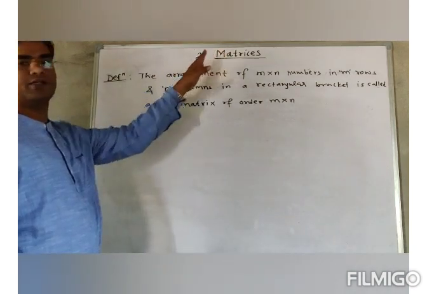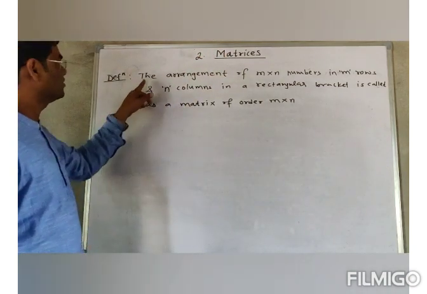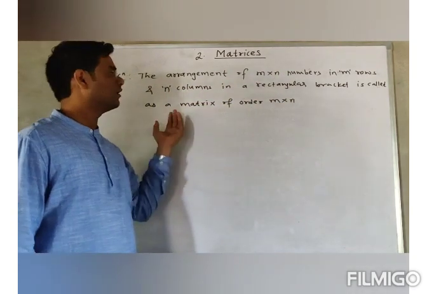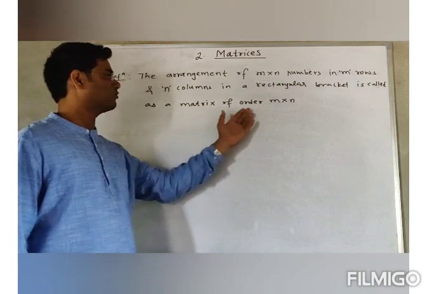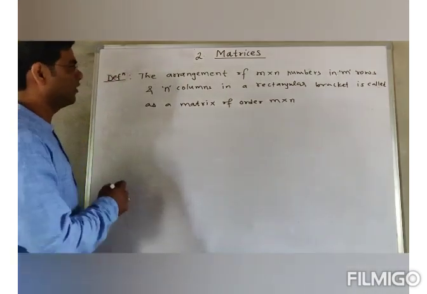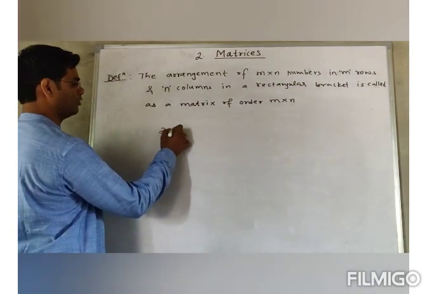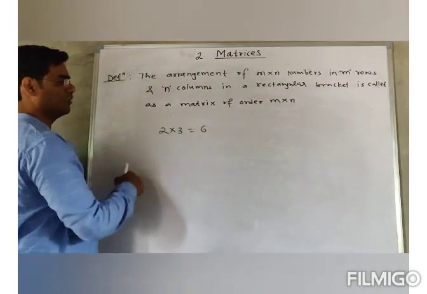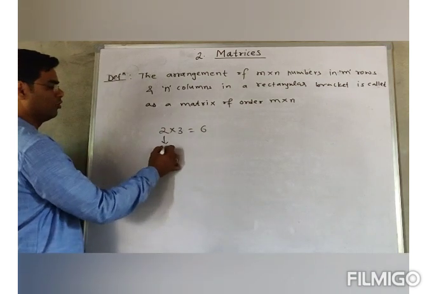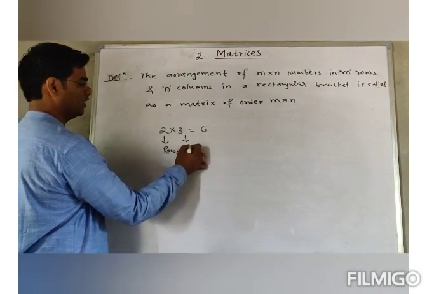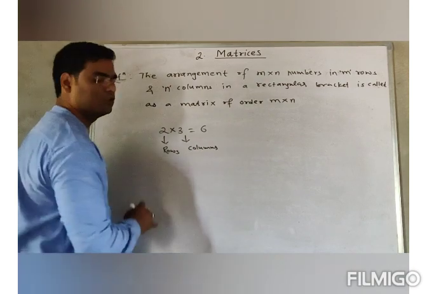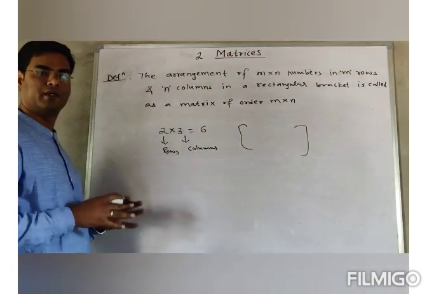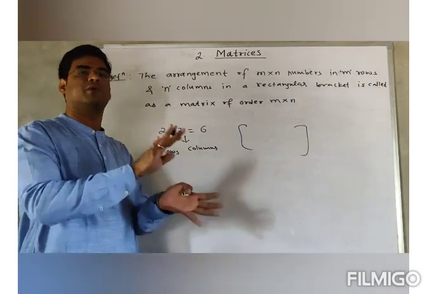The singular of matrices is what? A matrix. So matrix is the arrangement of m into n numbers in m rows and n columns in a rectangular bracket, called a matrix of order m by n. Now what is the meaning of m into n numbers? Suppose we have 2 into 3, that means total 6 numbers. The arrangement of 2 into 3 means arrangement of 6 numbers in 2 rows and 3 columns in a rectangular bracket. This arrangement is known as a matrix. So matrix is just the arrangement of numbers.